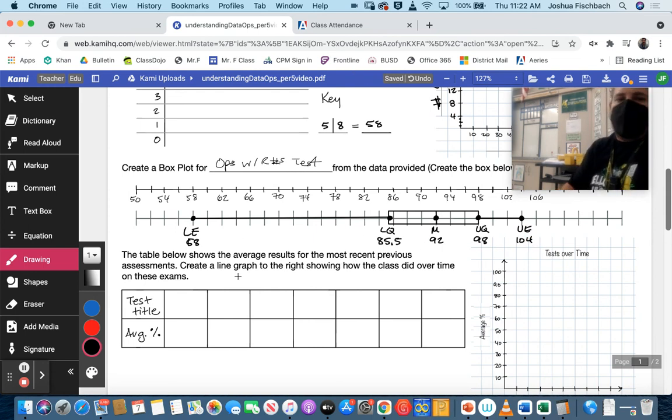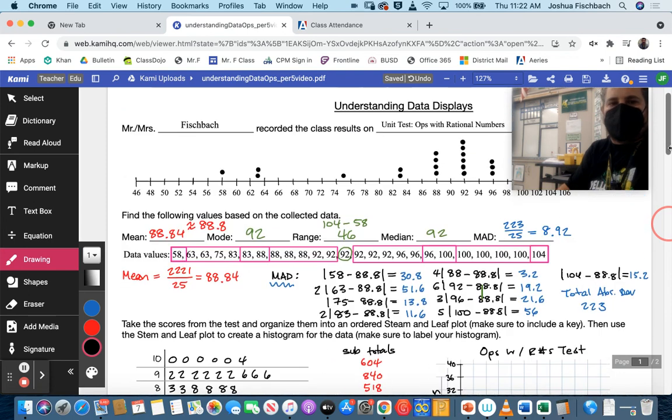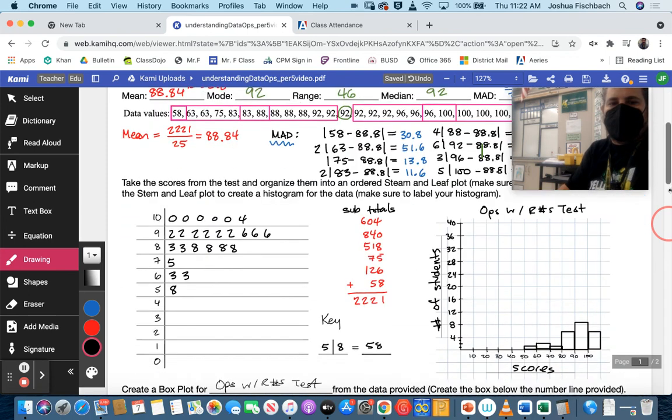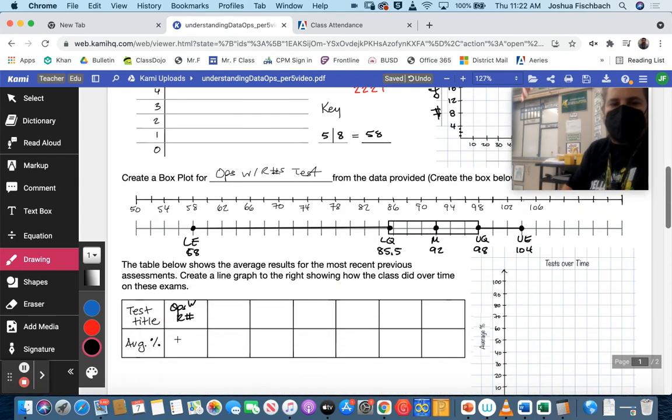There you go. When you're doing this, you're just going to fill in this here and say that this is the ops with rational numbers test. And the average score for the class was the mean. And we had the mean score, which was what? Take a look. It was 88.8. So we're going to write that in as 88.8% average.